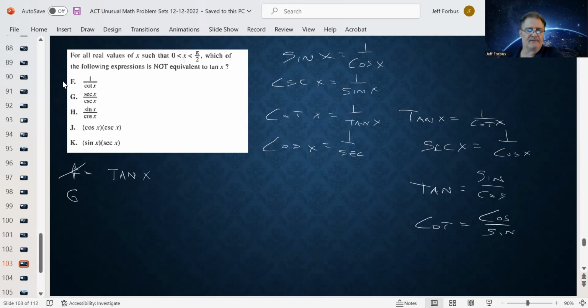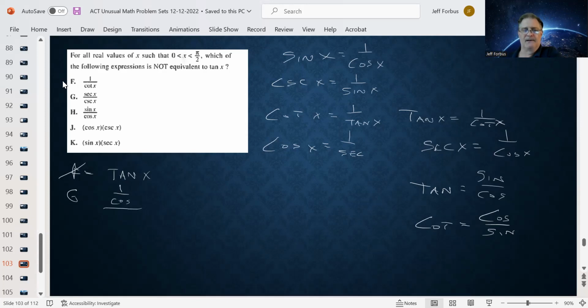Okay, G says the secant over the cosecant. Now let's see, did I put that one over here for you? Secant over cosecant, did I put that one here for you? No, so I'll work this out for you. So the secant over the cosecant. So you know the secant is 1 over the cosine. So let me write this down here. 1 over the cosine divided by the cosecant.